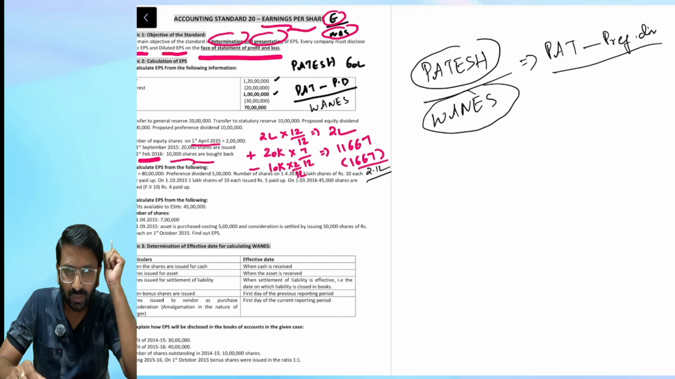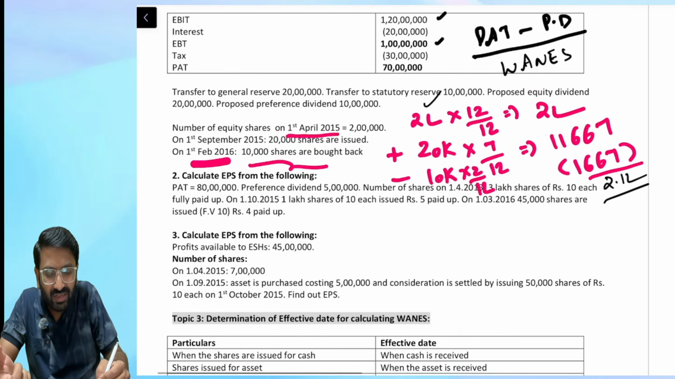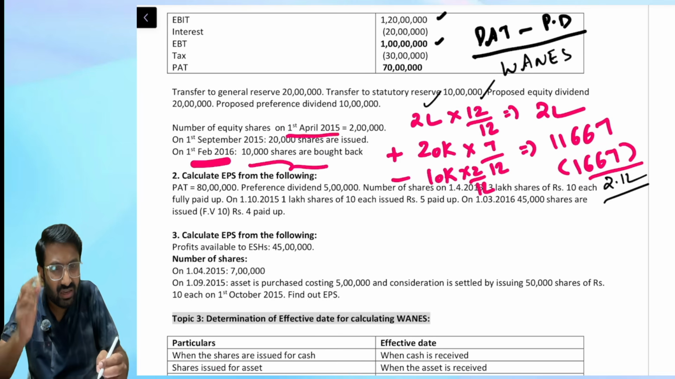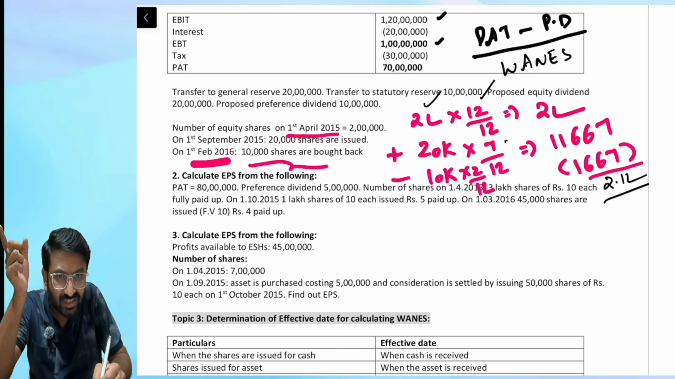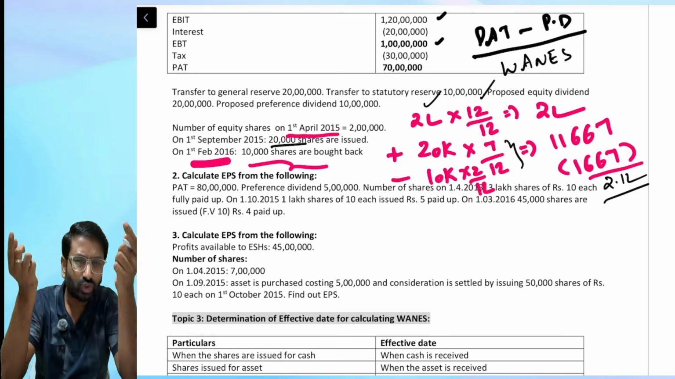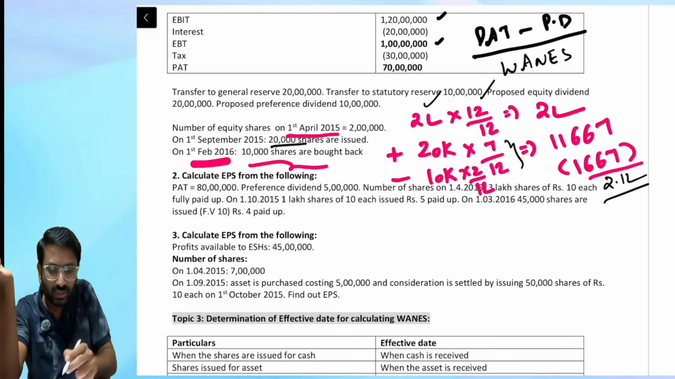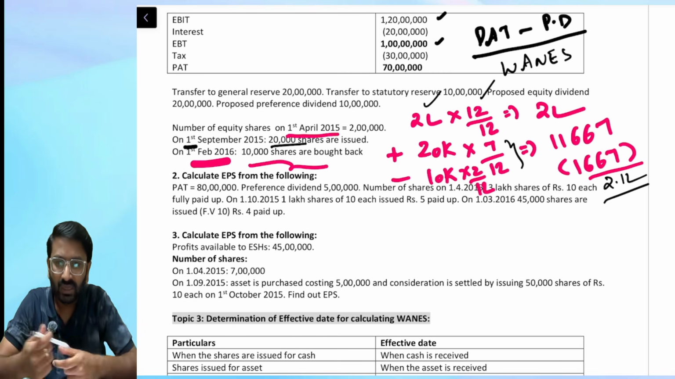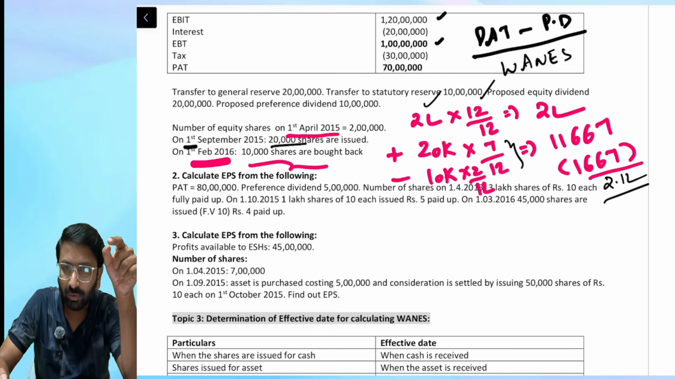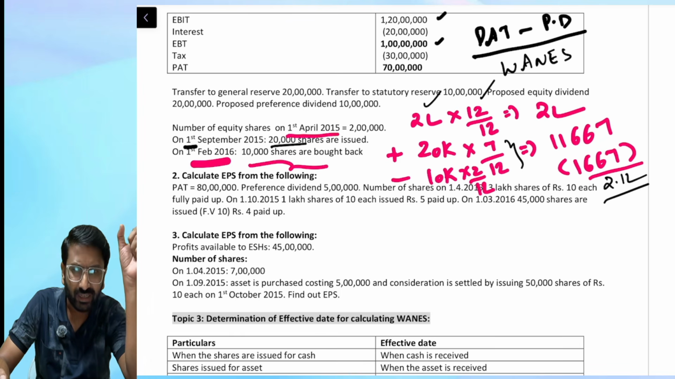period weightage. In our example, the opening balance is there for the entire year. Now, try to understand the logic. Why am I taking this period weight? In our example, you are issuing 20,000 shares. When I issue these 20,000 shares, I get the money, and that money is utilized only from September onwards. If I'm using the money only from September, I'll be earning the profit only from September, which is in the numerator. That profit will be there only from September onwards.